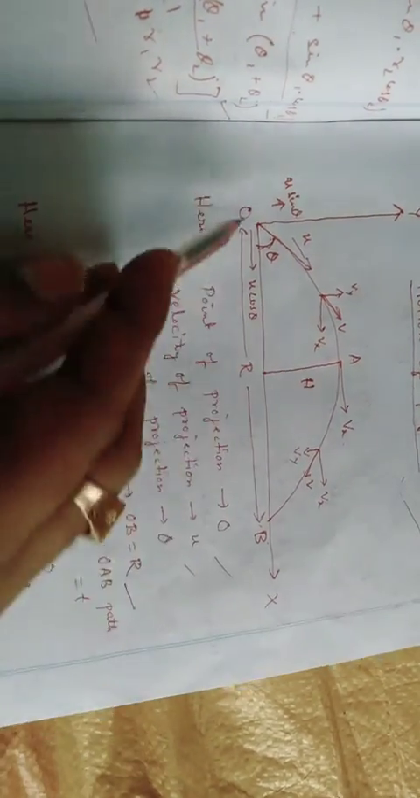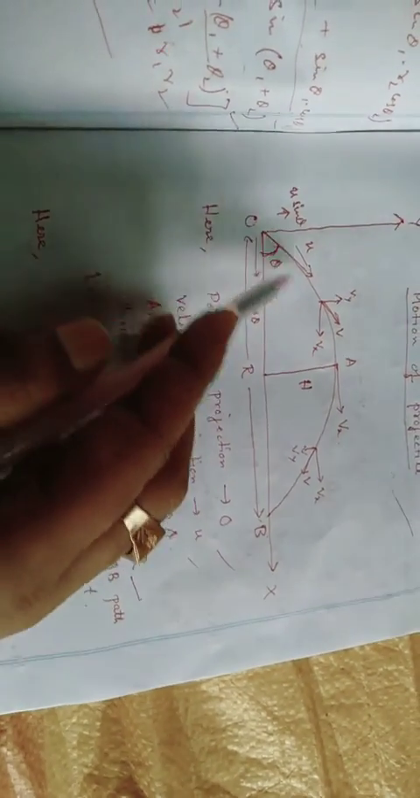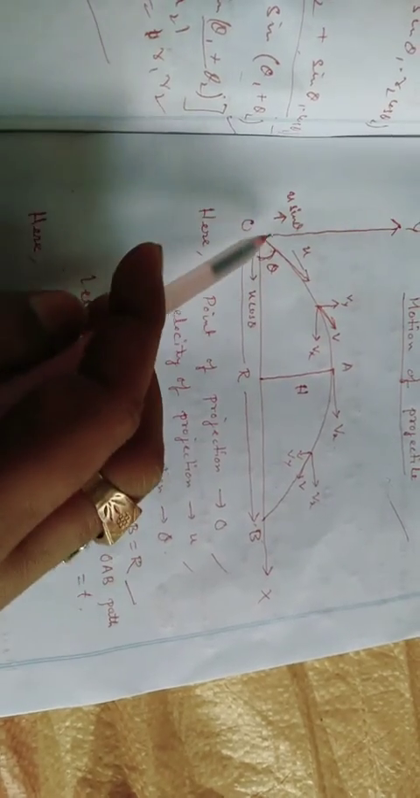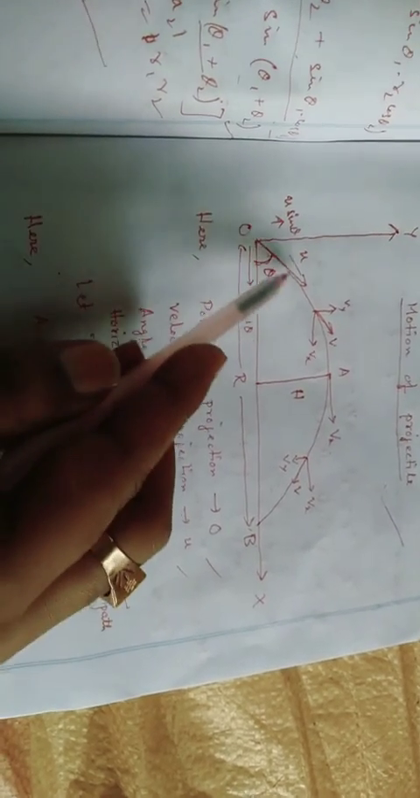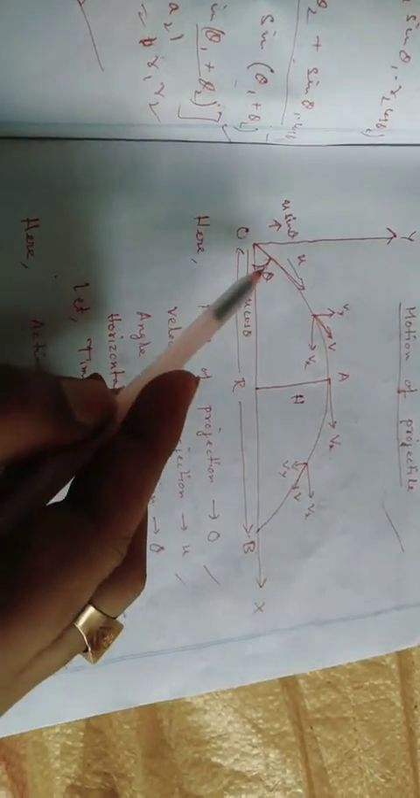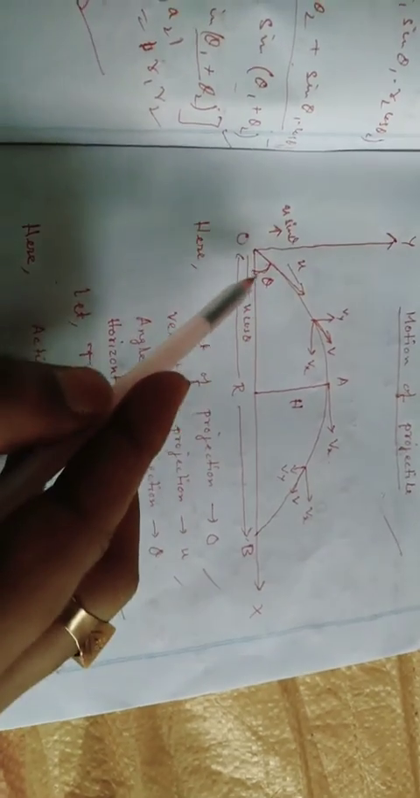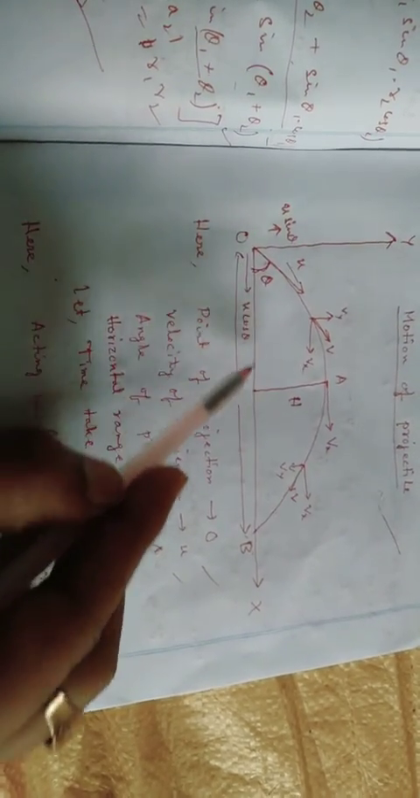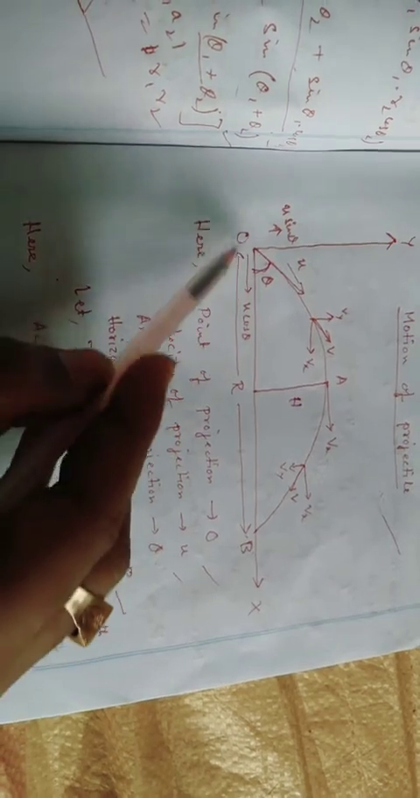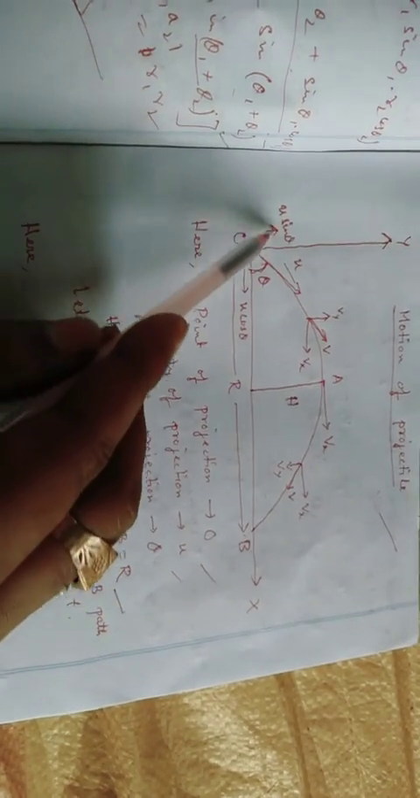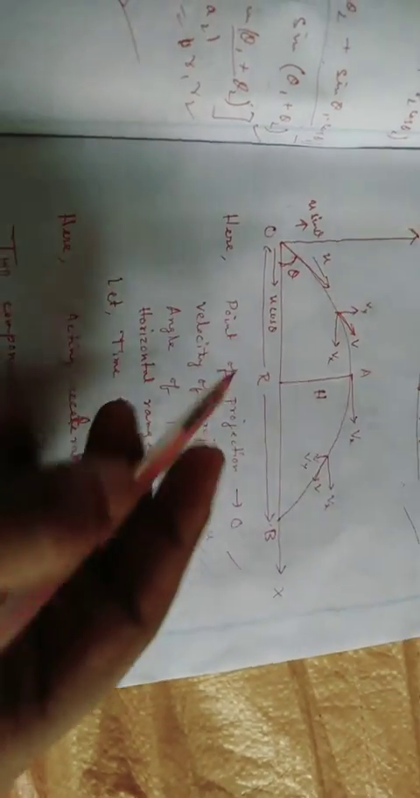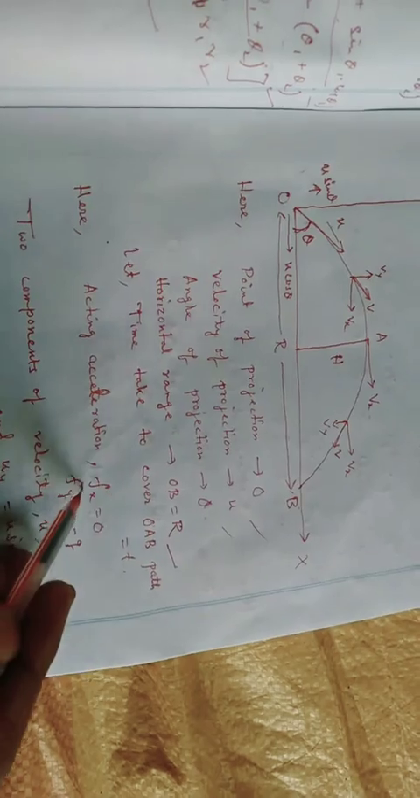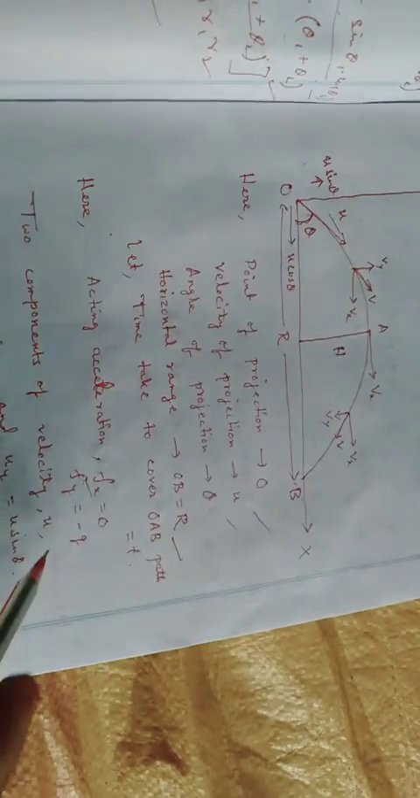So here, the acceleration and the velocity can be divided into two components, along the x-axis and along the y-axis. The velocity u has two components. Along the x-axis it has the u cos theta component, and along the y-axis it has the u sin theta component. And acceleration also has two components: along the x-axis it is fx, and along the y-axis it is fy.